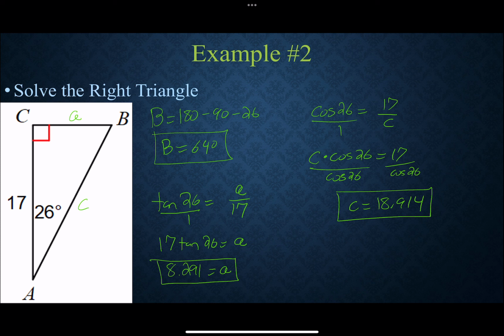All right, so that's your right triangle trig, but this only applies to right triangles. So the next two videos, law of sines and law of cosines, will apply to a more generic triangle that doesn't need to be a right triangle.